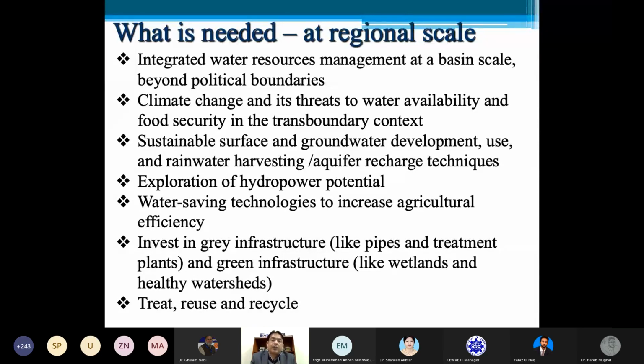Then exploration of hydropower potential. We are actually initiating it, but we should have been more focused on it. Then water saving technologies to increase agricultural efficiency. This is also important at the farm level. Then invest in green infrastructure like pipes and treatment plants, and green infrastructure as well, like wetlands and healthy watersheds. As well as we have to treat, reuse and recycle available waters.